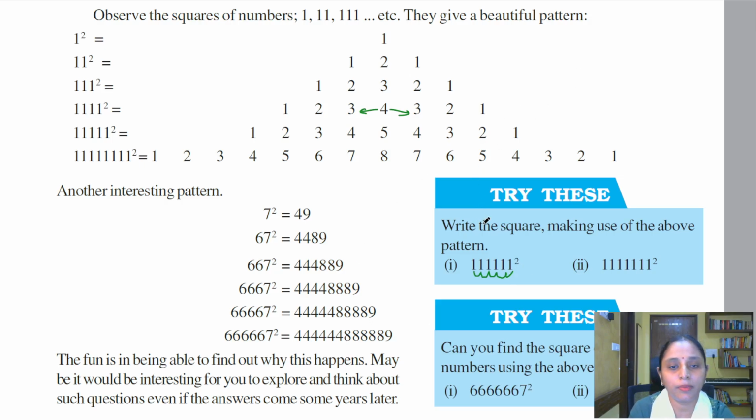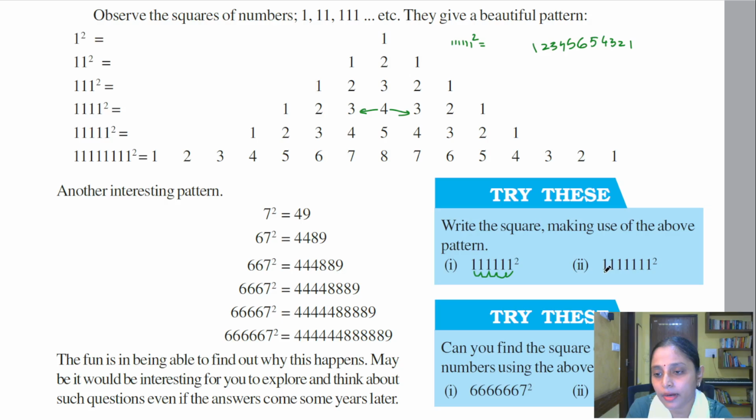So for this, let me write it here. 111111 square is equal to, first you write 6, because these are the number of ones I have in the base. And then you write in the descending order 5, 4, 3, 2, 1, 5, 4, 3, 2, 1. That's your answer. Okay, you can check in the calculator.